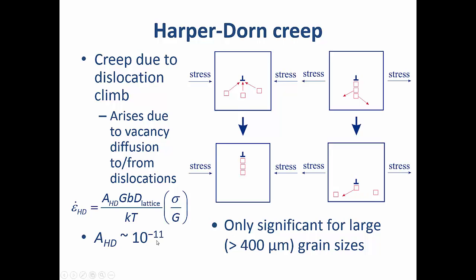The constant here is of the order 10 to the minus 11, and you'll notice that the b over d term does not exist in this particular case, so effectively the power in that case will be 0. The Harper-Dorn mechanism is only significant for material with large grain sizes greater than, say, 400 microns.